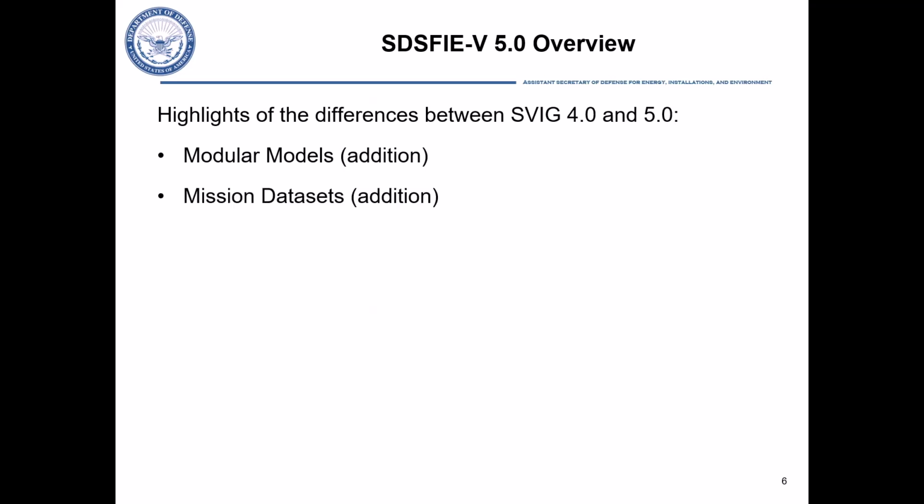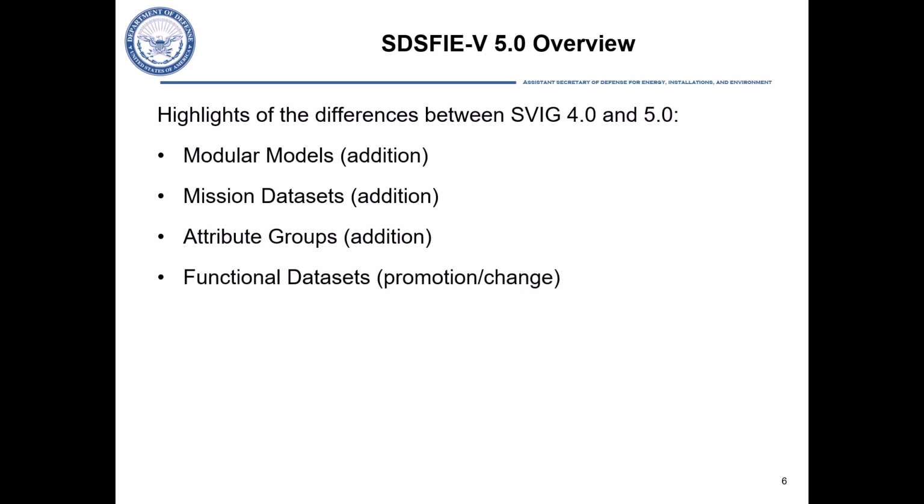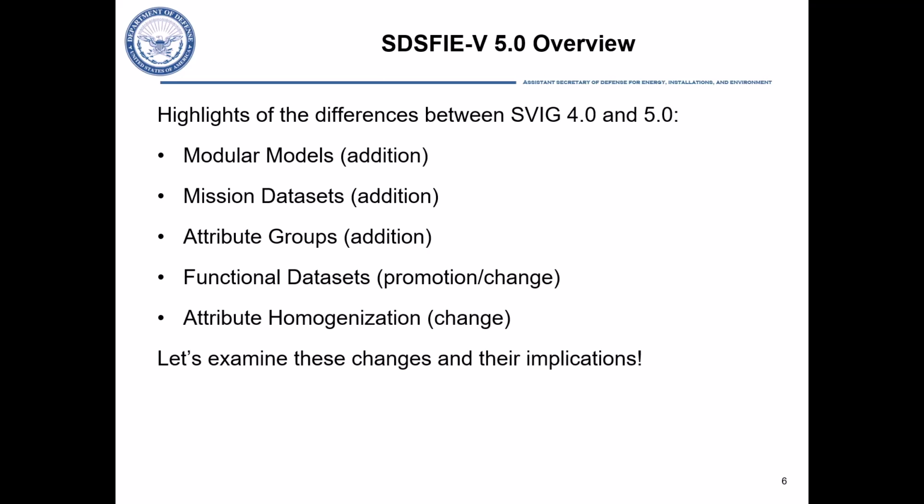Mission datasets were added to provide an easy method for a group of entities to be generated and shared for a specific purpose. Attribute groups were added to facilitate the creation and assignment of a set of logically related attributes to entities. 5.0 functional datasets elevate the 4.0 folder capability for generation of geodatabase feature datasets to a full LDM element with properties. And attributes, which were unique at the level of the entity under the 4.0 SFIG, must be unique at the model level, and thus require homogenization prior to entity assignment.